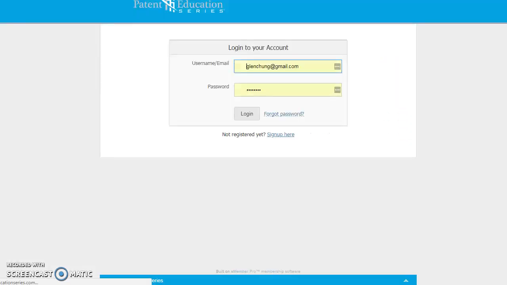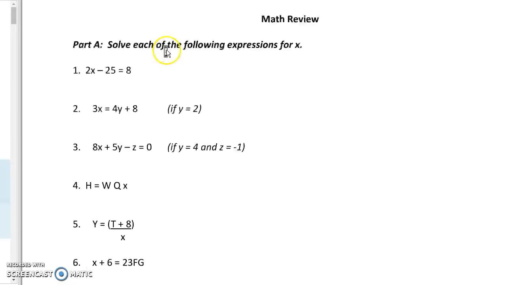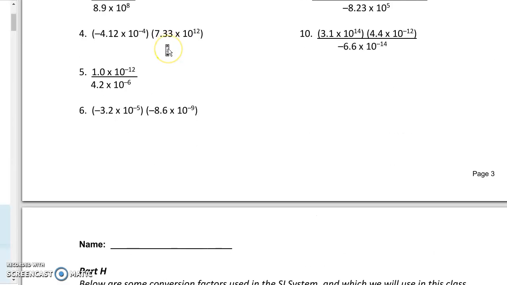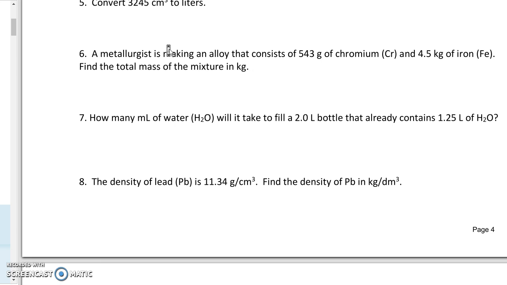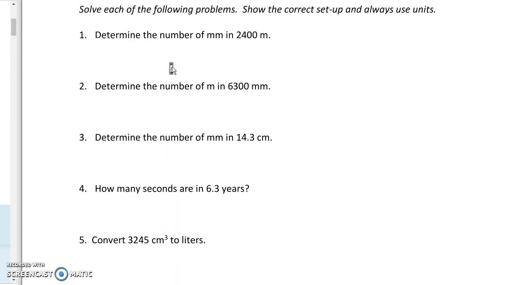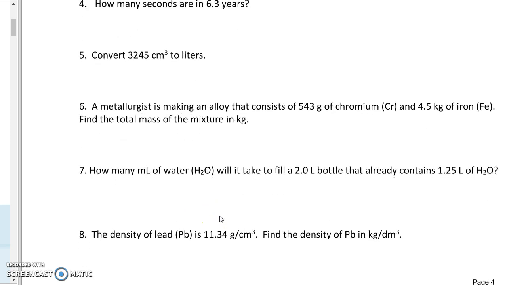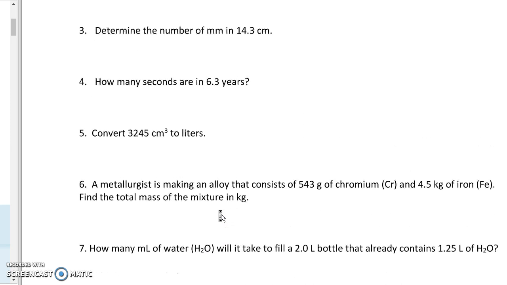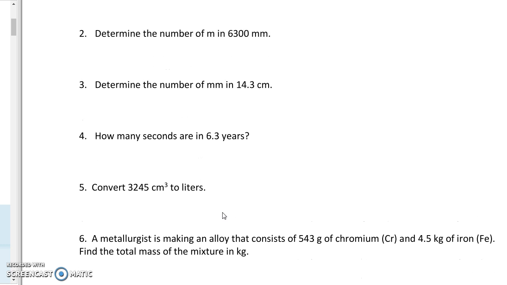I'm going to do a few of the problems in Part H for you here. And Part H is about conversions of units. The ones I'm going to do for you here in Part H are number 2, number 4, number 5, and number 8. Those are the ones that I'm going to do for you right here. 2, 4, 5, and 8.